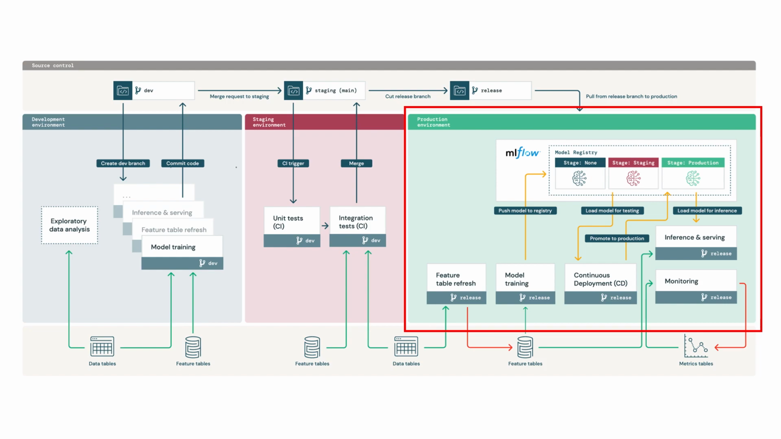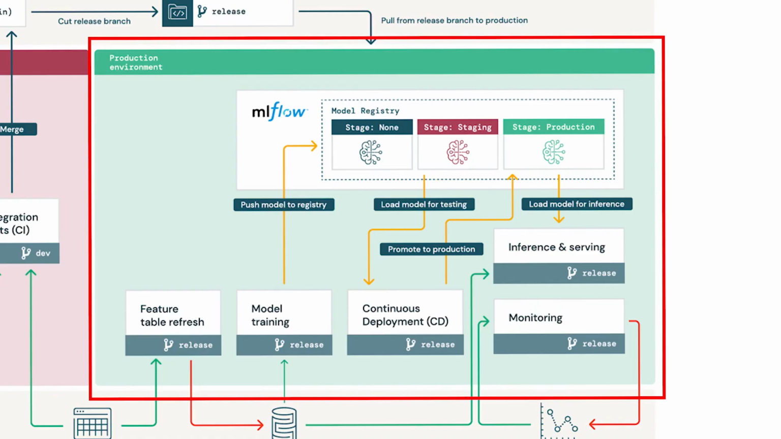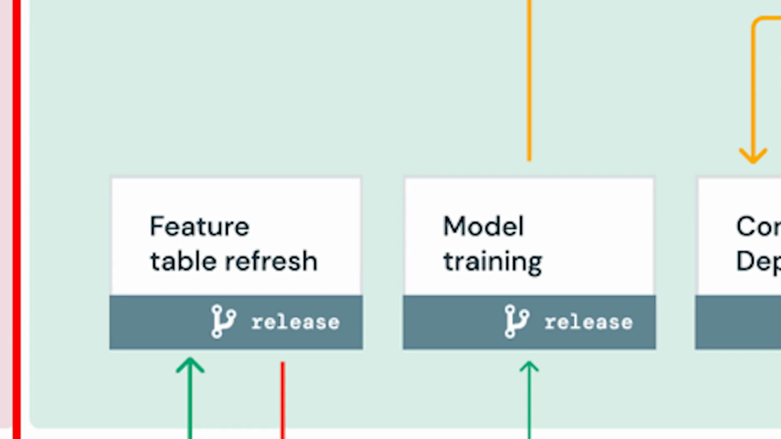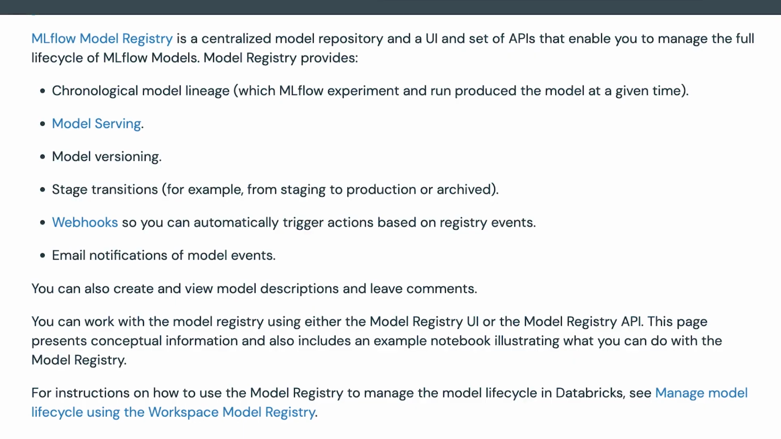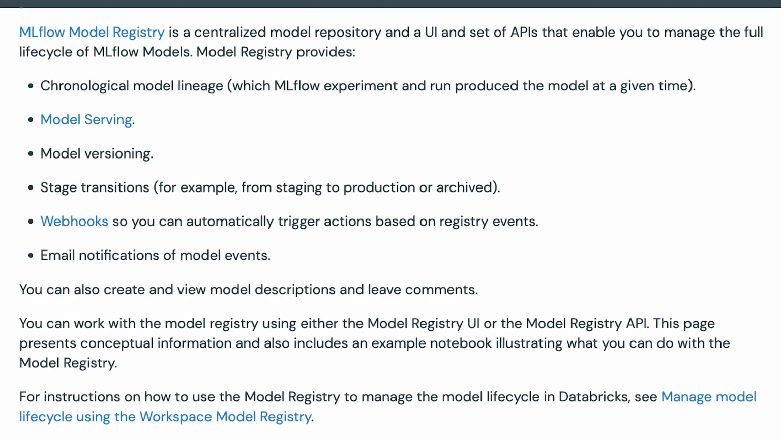And here you can have multiple pipelines that were developed and tested. For example, data can be read into a feature table refresh job, which might feed a model retraining pipeline that regularly updates a model registry. Think of this registry as a repo for tracking model versions as they progress towards production.